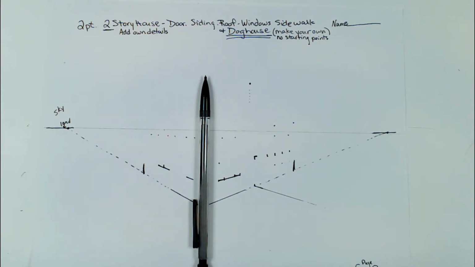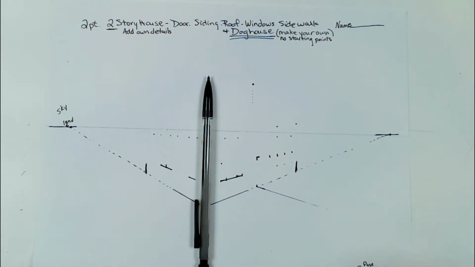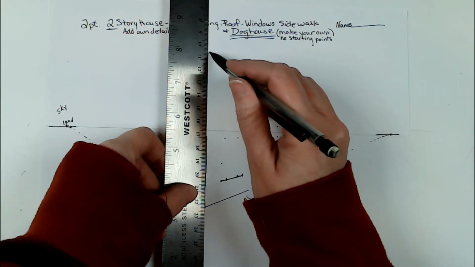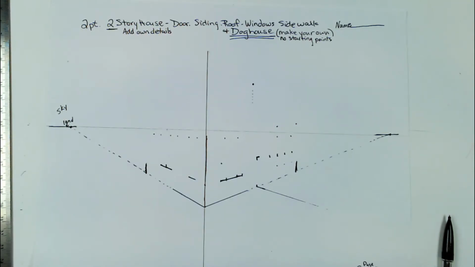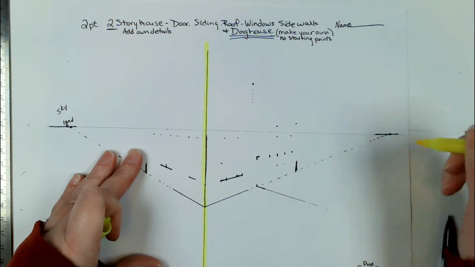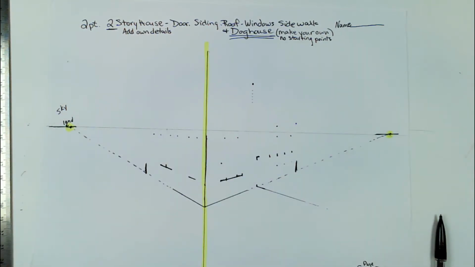We're going to start with the square part and then the triangle on top of it, just like the doghouse and the bridge. So what I'm going to do first is draw my center axis line so you can see it. I'm also going to highlight it so you understand where that line is in this project. So remember, I have my right over here and my left vanishing point over here.